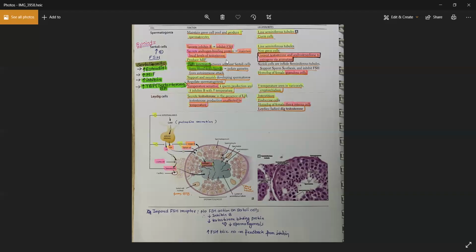What's the use of estrogen in males? You have many uses for that, like bone development and such things. The bone development is there, bone growth is there, right?